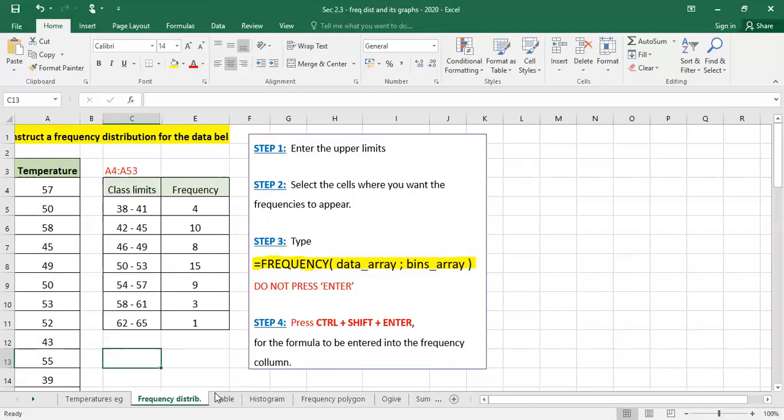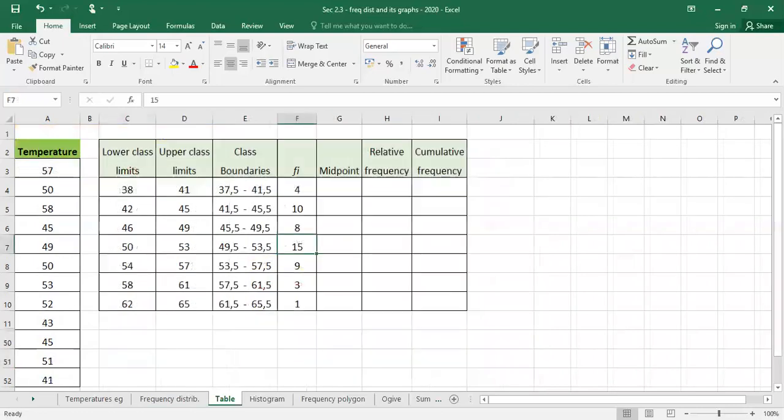Now we're going to want to do some calculations so that we can draw graphs. Here I've split up my lower limits and my upper limits for convenience. I've also done a column here for our class boundaries. We've seen how to find those, and we're going to use them in some of the graphs. So I've just put a column in there for that. Our frequencies, we've just calculated those.